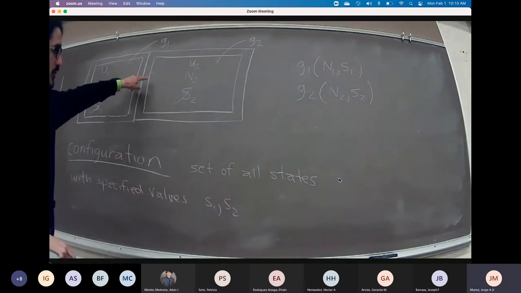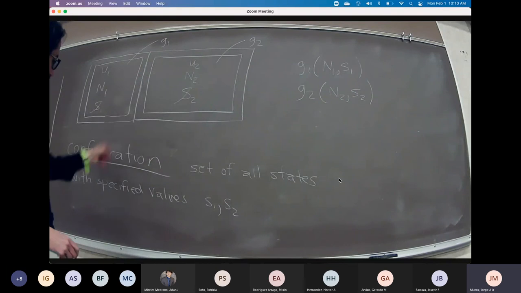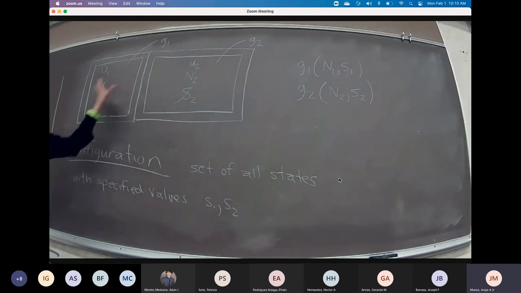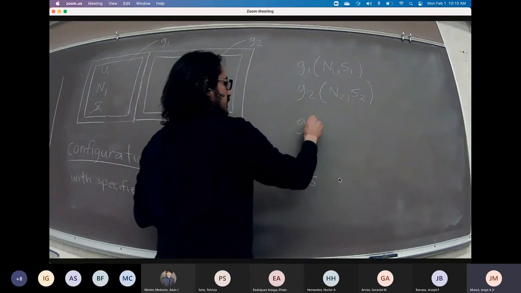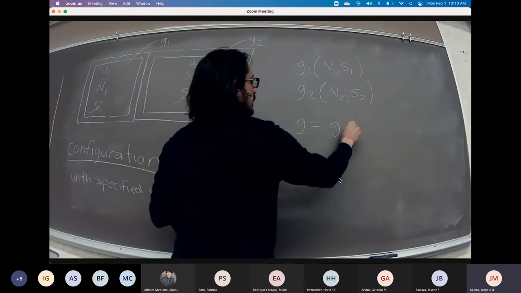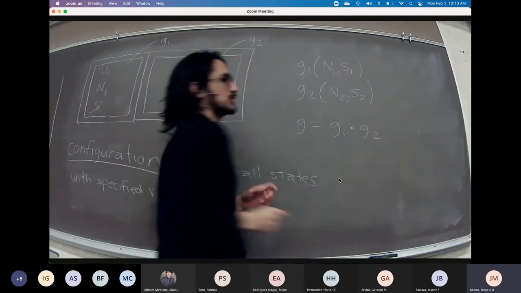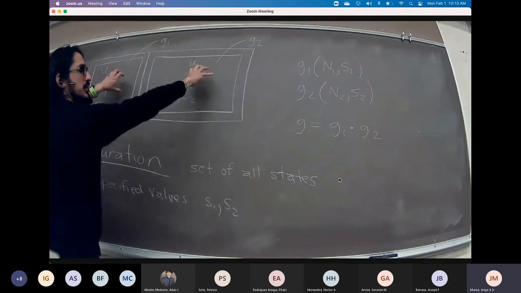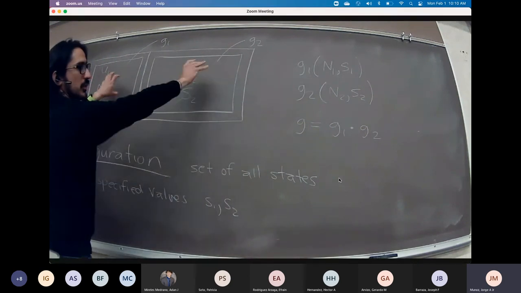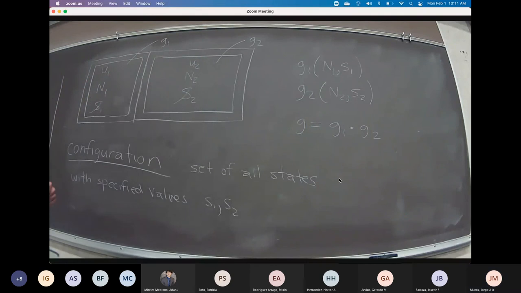So what is the total number of states available to this configuration when you have the two systems together in thermal contact? Well, G, let's call it G, is equal to G1 times G2, right? Just like having four ways of doing it here, and then you have another system with six ways of doing it, you just multiply the possibilities.